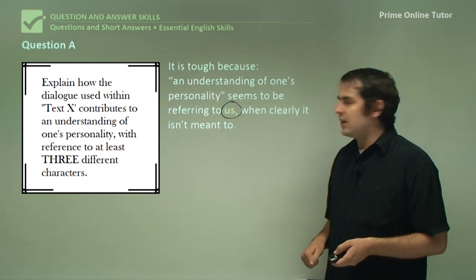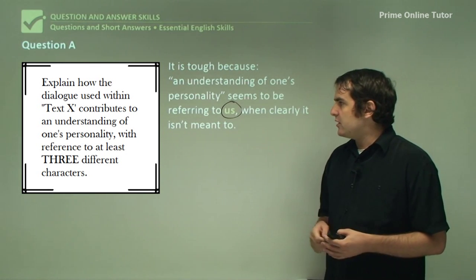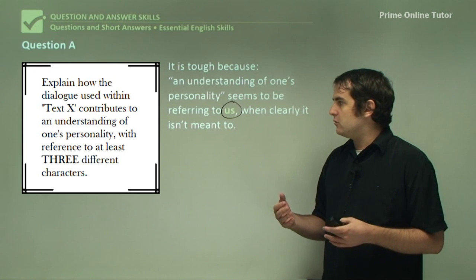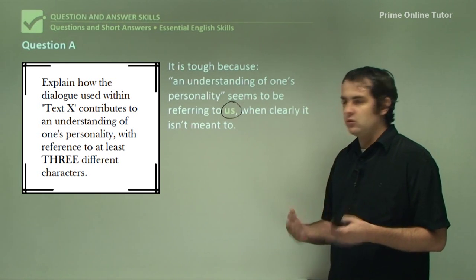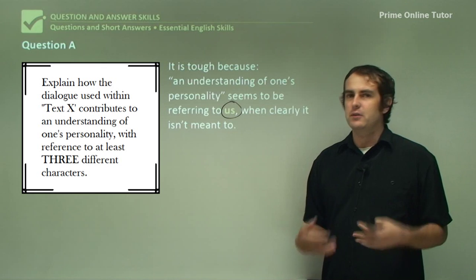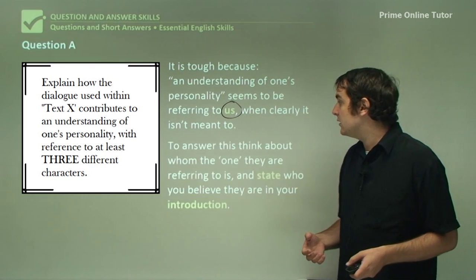So that's what we're looking at to start with. We've got a question that's asking us to refer to a text, but also asking us to refer to our own personality, when it's clearly not what the question is trying to ask.